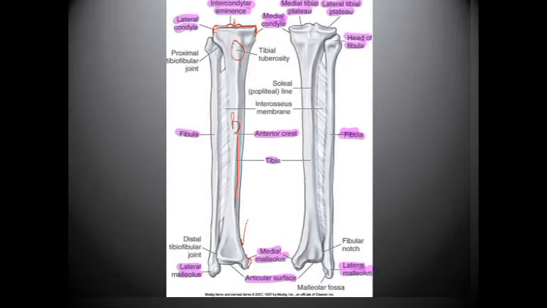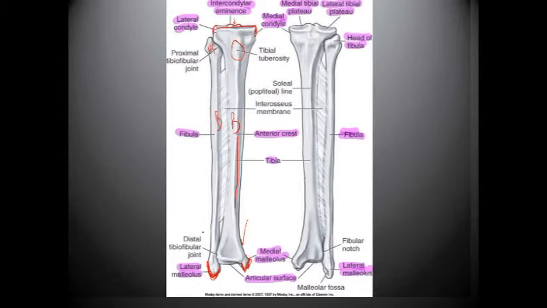Then we get down to the distal portion, and we have the medial malleolus, forming a portion of the ankle joint. Referring back to the fibula, we have head of the fibula. We have the body. Then we have the lateral malleolus here formed on the fibula.